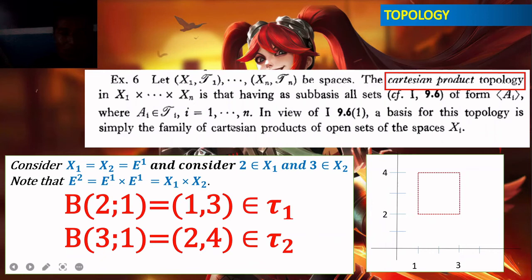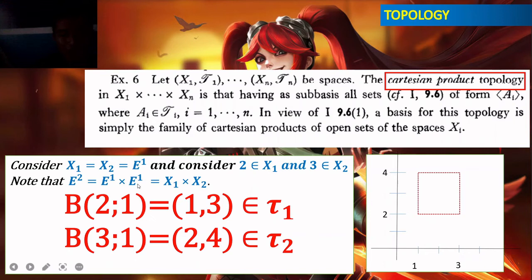So, if we consider class, X1, X2 equal to E1. What if both X1 and X2 are E1? You only use two. So, we consider 2 elements in X1 and then 3 elements in X2. Now, note that E2 is equal to E1 cross E1, which is equal to X1 cross E2.